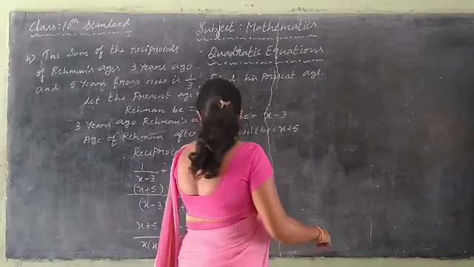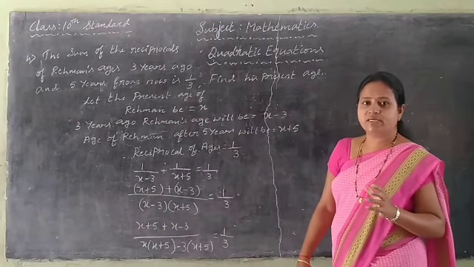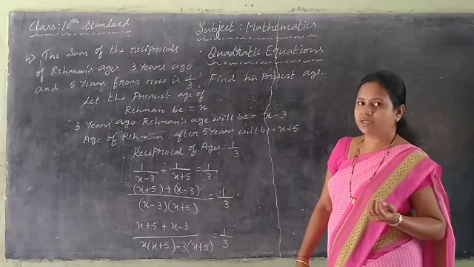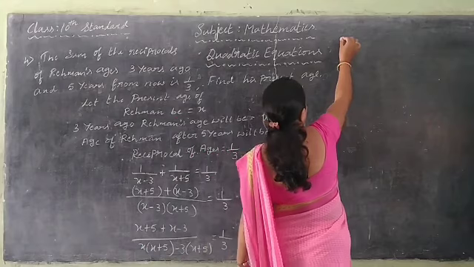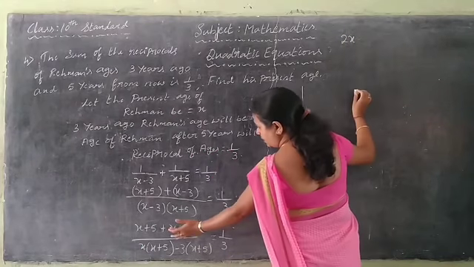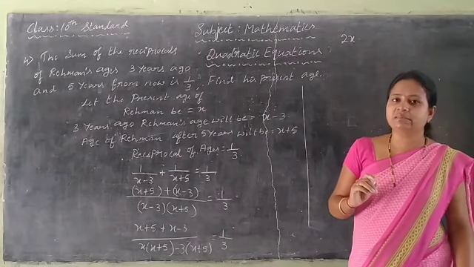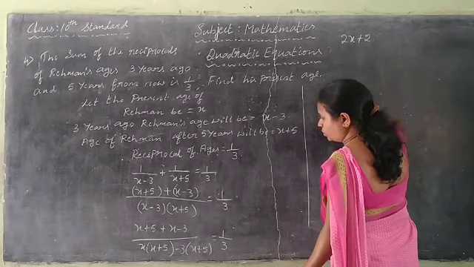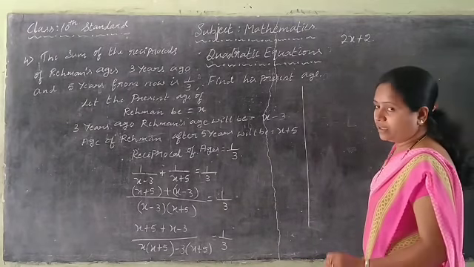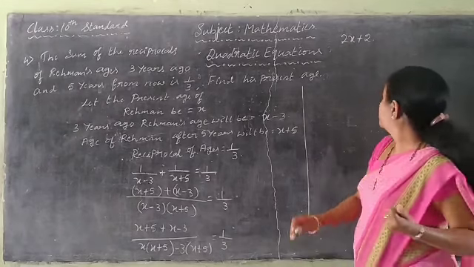Now see, here 1x plus 1x, both have a positive sign. So 1x plus 1x is 2x. Then plus 5 minus 3. From plus 5 you have to subtract 3. When you subtract, what do you get? 2. 5 minus 3 is 2. So you are going to get 2x plus 2.